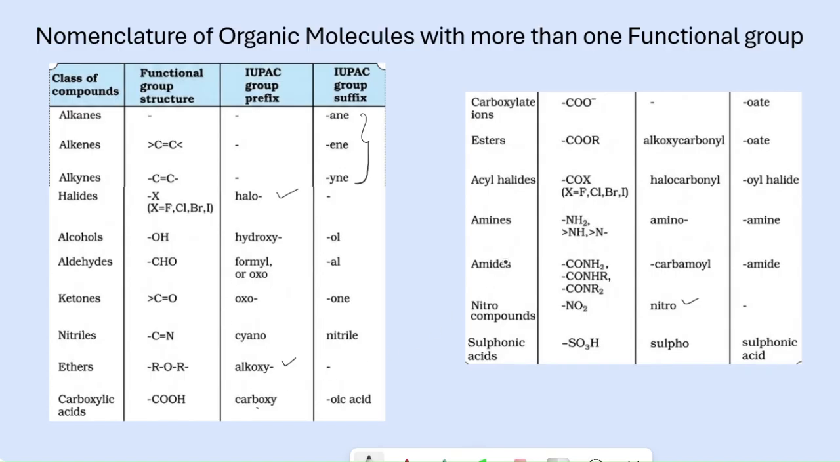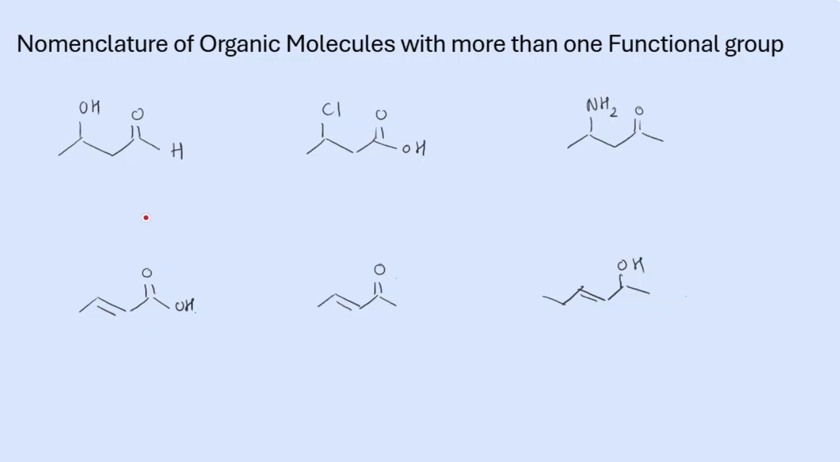So this way, you have to remember the prefix and suffix of the functional groups and try to name as many molecules as possible so that you will get a hold of naming the molecules. So let's get started with naming the molecules with bifunctional and polyfunctional groups. First, let's start with the bifunctional groups.